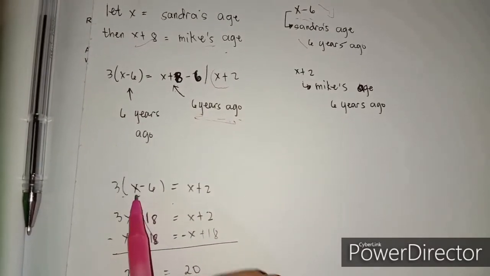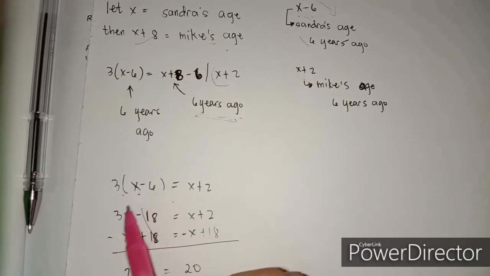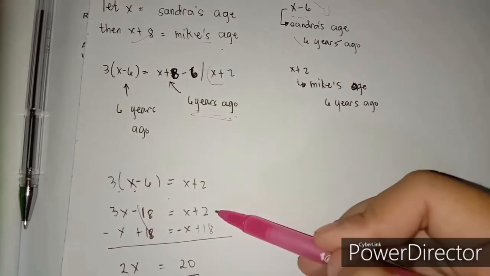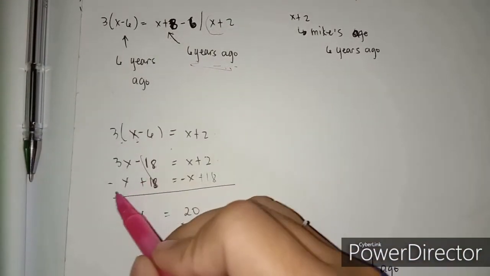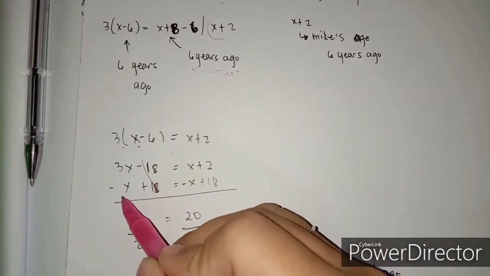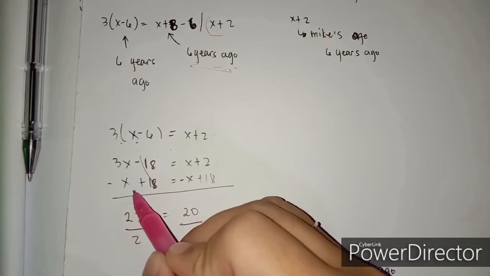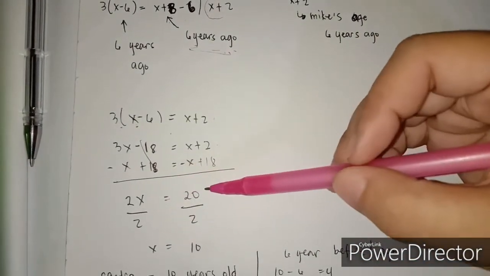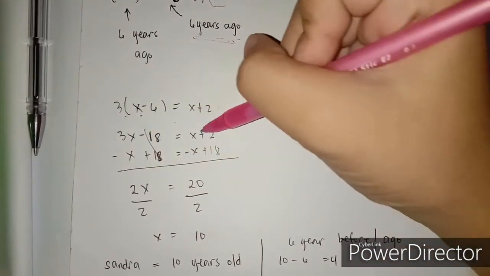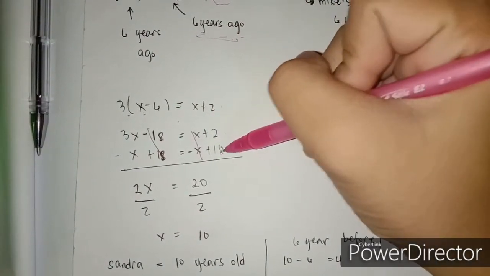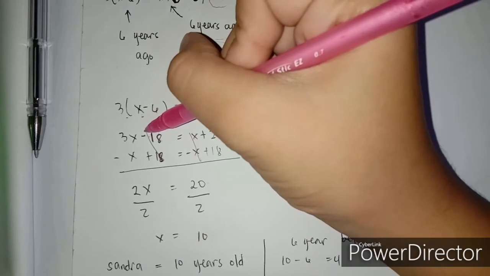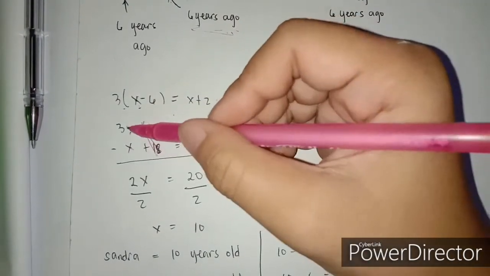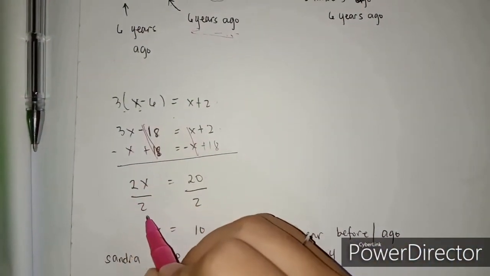3 times x will be 3x, and 3 times 6 will be negative 18. Then we are just going to copy x plus 2. 3x minus 18 equals x plus 2, we have to subtract x and add 18 on both sides. The result will be 2x and this will be 20. So 2 plus 18 will be 20, and negative 18 plus 18 will be cancelled out, and it will be 2x.